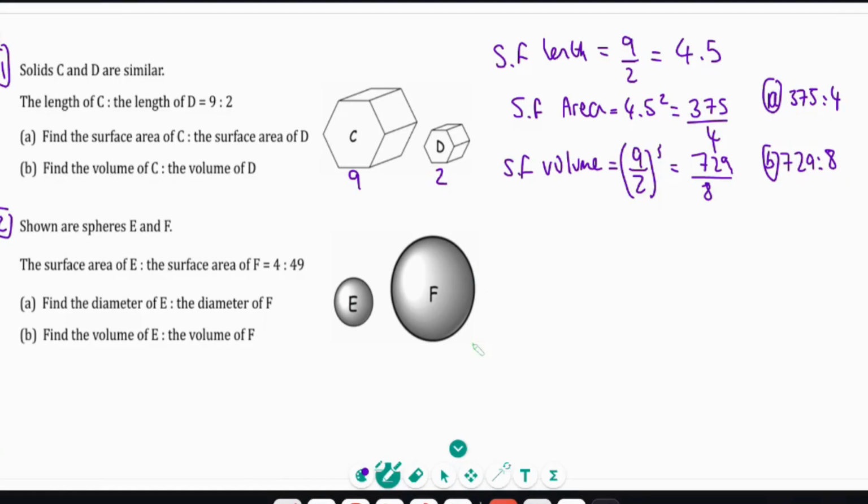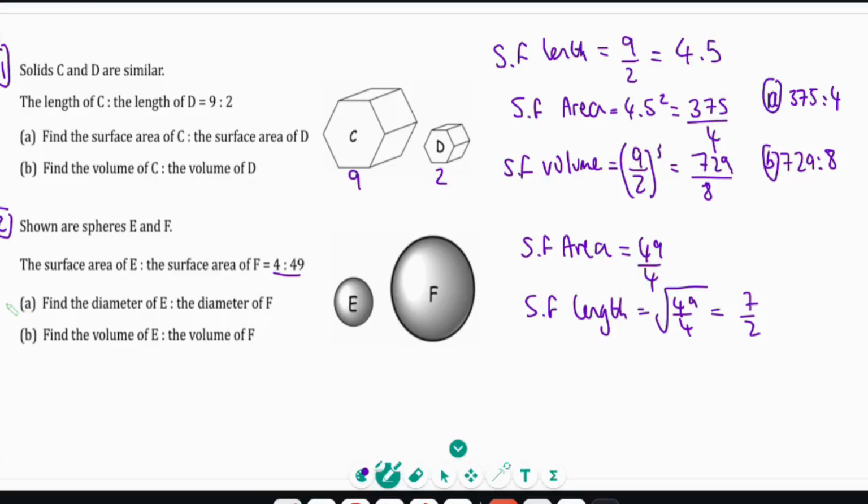And question 2. Surface area of E to F, 4 to 49. So for every 4 of the smaller, we have 49 for the bigger. So scale factor for area would be 49 over 4. I'm going to leave as my fraction. So let's get a scale factor for length. I'm going to square root 49 over 4, which is 7 over 2.